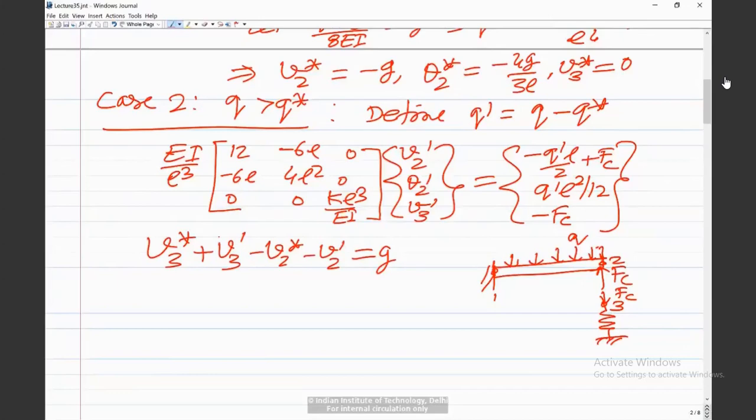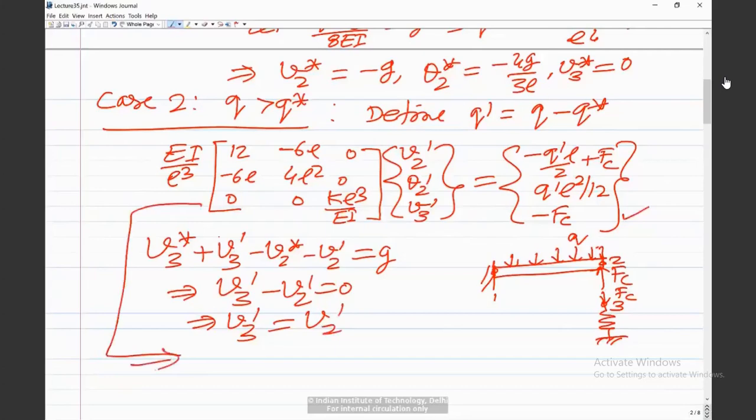Now V3 star is 0, and V2 star is just equal to minus g, so that would be minus minus plus. So this equation will give you V3 dash minus V2 dash equal to 0, or V3 dash is equal to V2 dash. Now out of the three equations, we take the last equation.